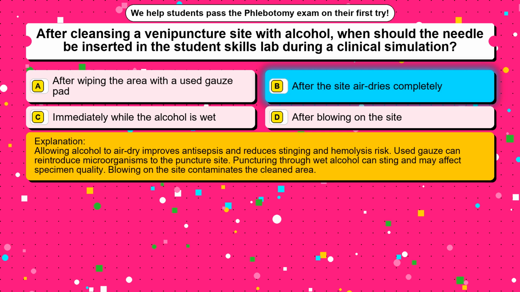Allowing alcohol to air dry improves antisepsis and reduces stinging and hemolysis risk. Used gauze can reintroduce microorganisms to the puncture site. Puncturing through wet alcohol can sting and may affect specimen quality. Blowing on the site contaminates the cleaned area.